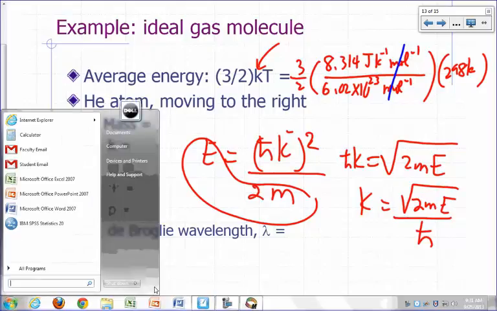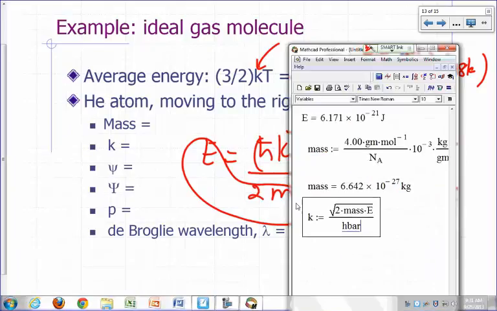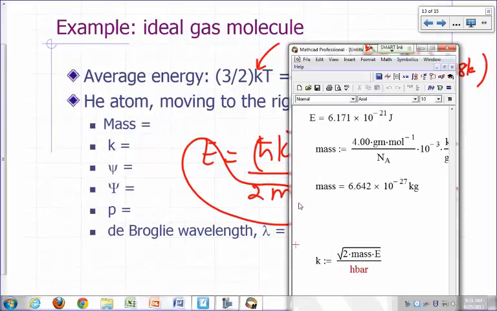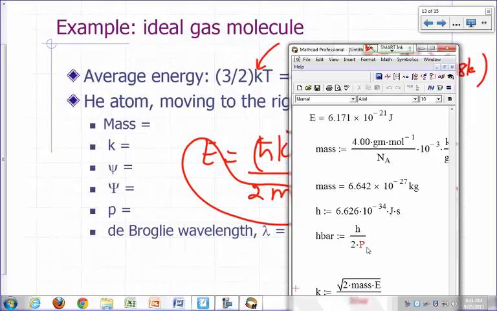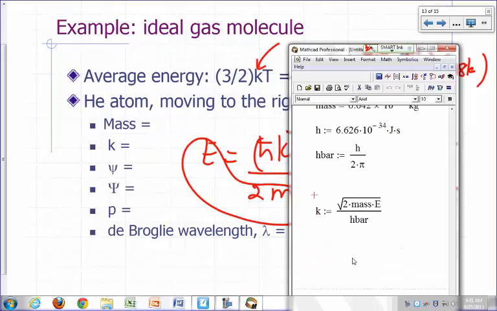So let's define h bar. It doesn't know what h bar is. So h is 6.626 times 10 to the negative 34 joule seconds. And what is h bar? h over 2 times pi. So what's our k? That's our k: 8.856 times 10 to the 10 per meter.